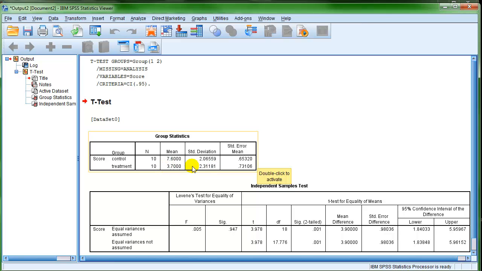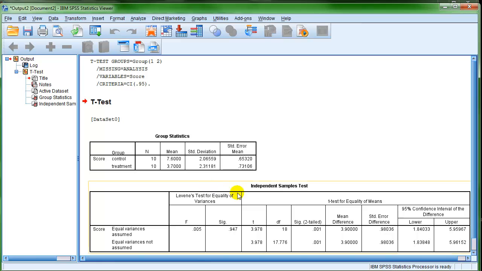So just by looking at the means, which is the first thing you should do after you run a test, you can see that participants in the control group have higher stress levels than participants in the treatment group. Okay, 7.6 compared to 3.7. So you'll recall that on our scale of measurement, a higher score equals more stress. So what this means is that the drug does seem to be effective. At least it seems to be working in the predicted direction.